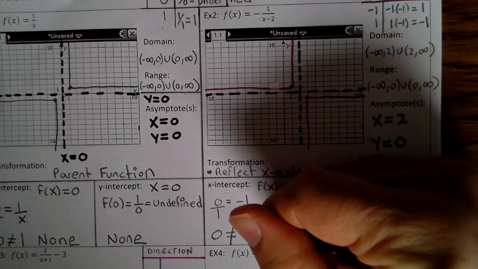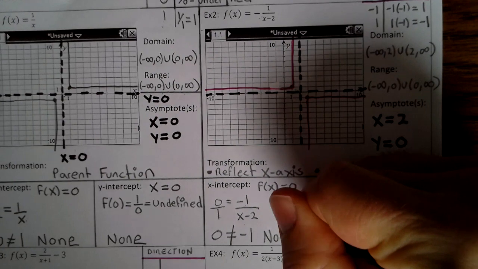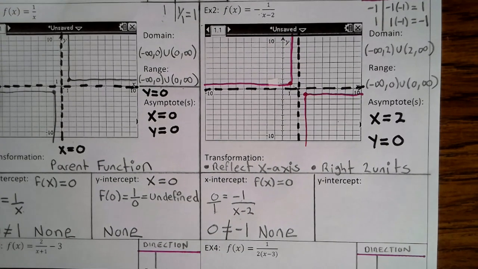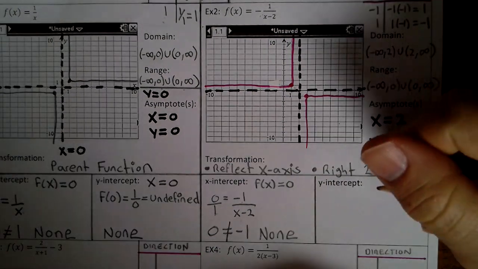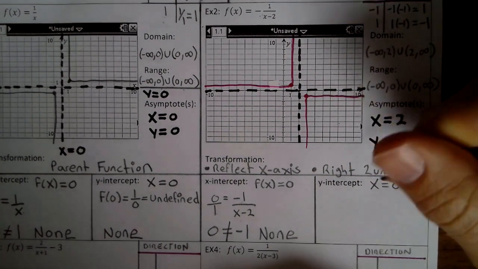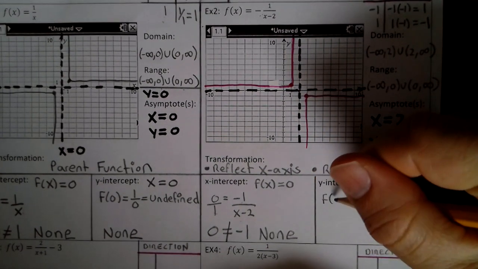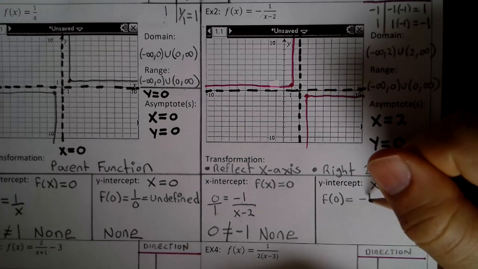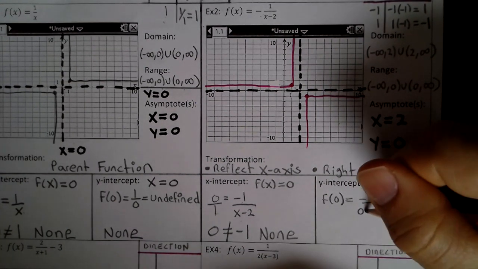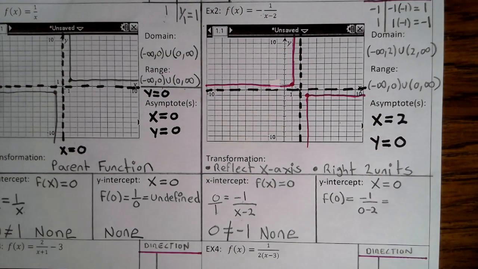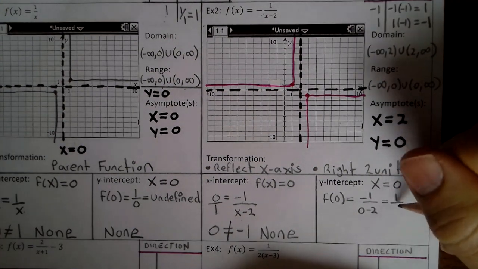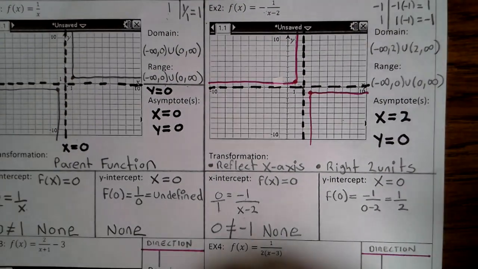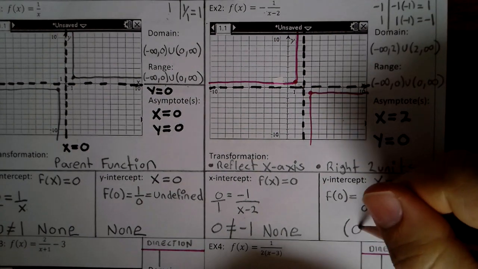All right, now for the y-intercept. If it's a y-intercept, x equals 0. So f of 0 equals negative 1 divided by 0 minus 2, which equals a positive 1/2. So your y-intercept is 0, 1 divided by 2. Okay, so finish up example 2.